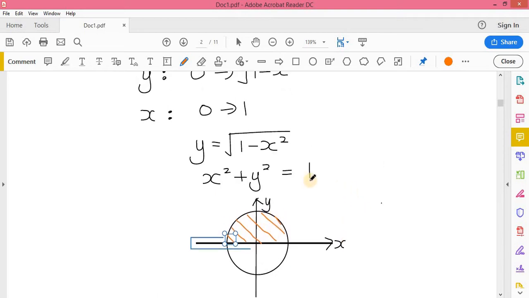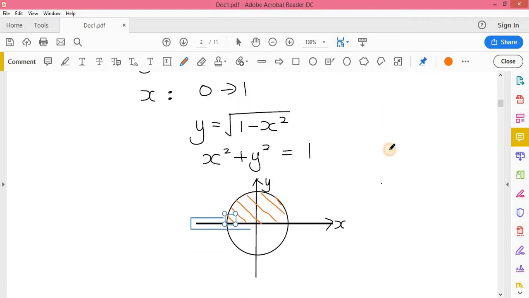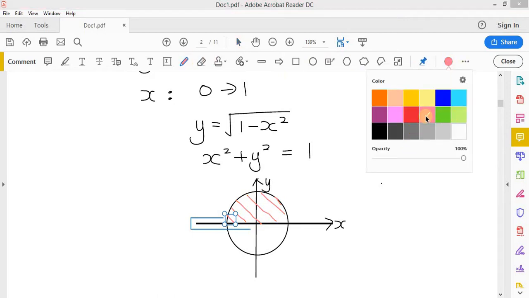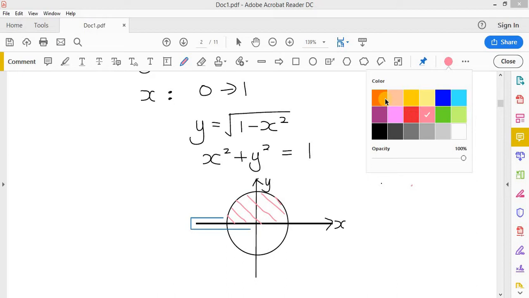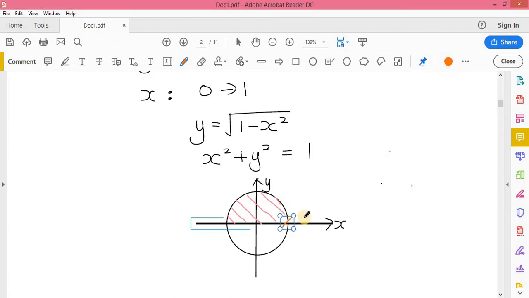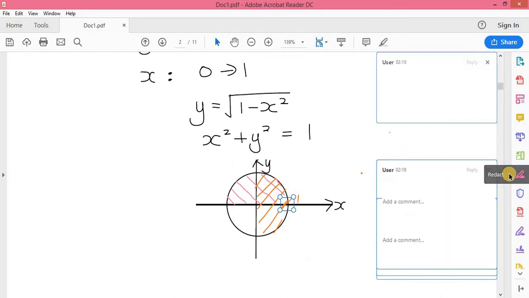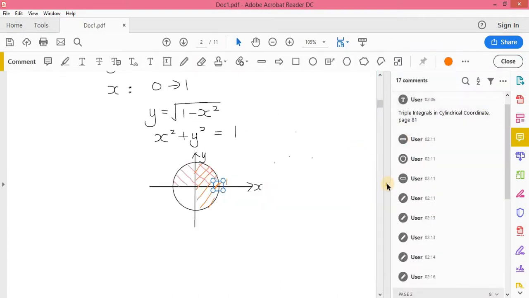Okay, next we move on to the next interval, which is X. For the X, it is from 0 up to 1. So here I will change to another color. Okay, X from 0 up to 1. This one is the radius of the circle, which is 1. So this one will be the intersection region between these two intervals.